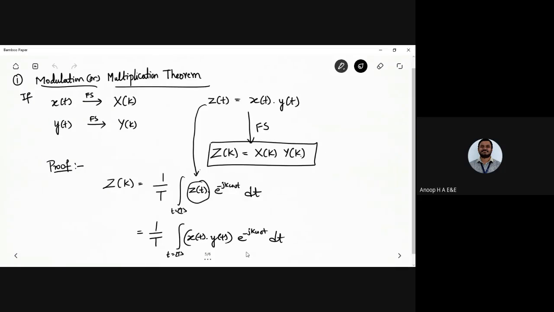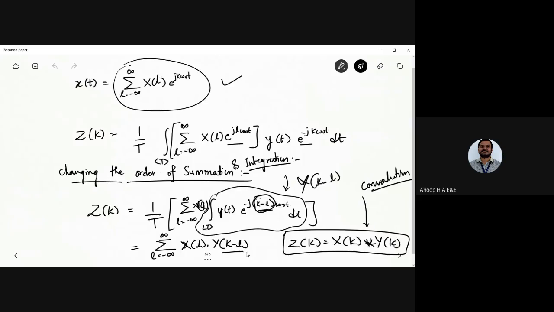Yeah, so here also I think I missed out. So this is the convolution operator, linear convolution to be precise. Okay, so this is the linear convolution.